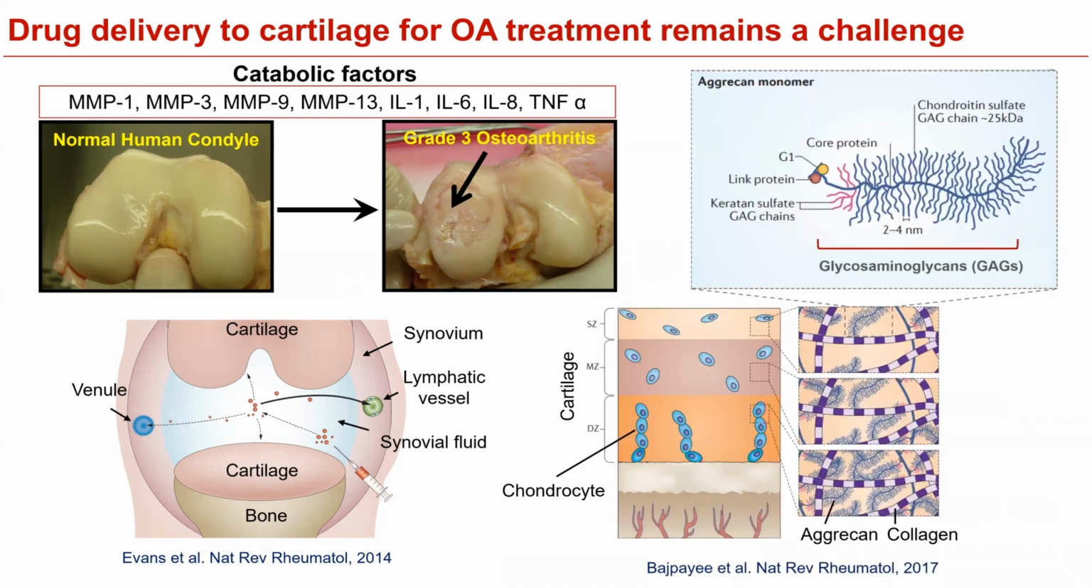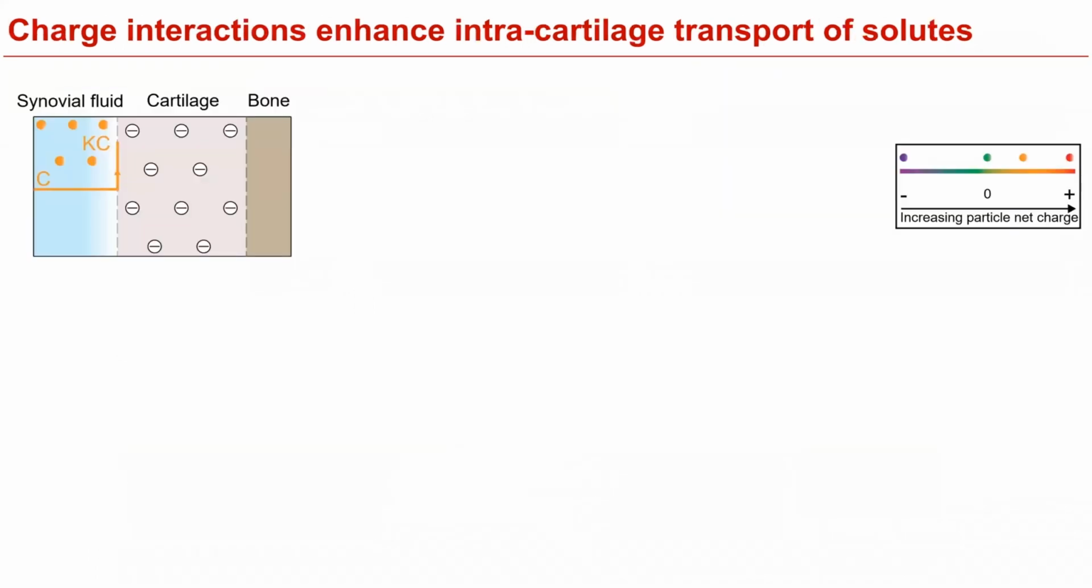Additionally, drugs fail to penetrate through the dense avascular matrix of cartilage, which is comprised of a dense meshwork of collagen type 2 and a high density of negatively charged aggregate glycosaminoglycans, or GAGs. However, this high negative fixed charge density of cartilage presents a unique opportunity to use electrostatic interactions to enhance transport of drugs into cartilage by making them positively charged.